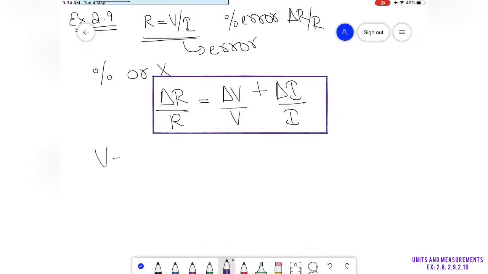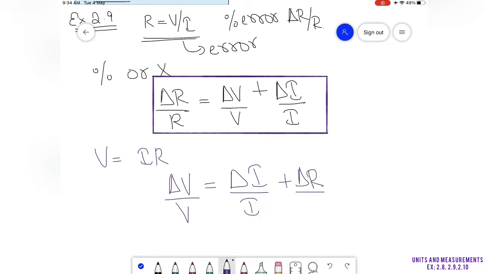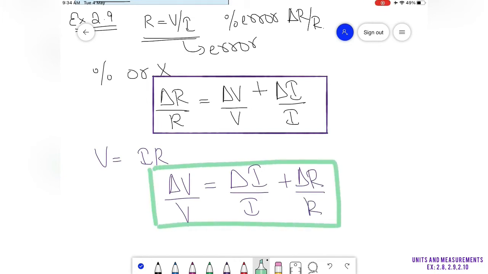Now if the question was V equal to IR, find the error of V, then how do you do it? Same thing. Error of V divided by the original value equal to error of I divided by the original value plus error of R divided by the original value of R. So division and multiplication, this is how you find out the error.